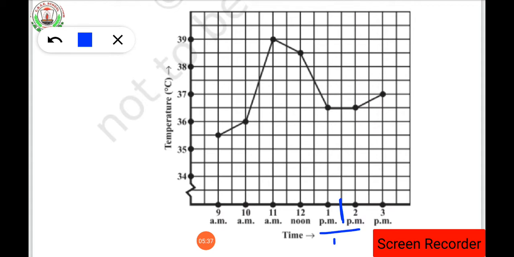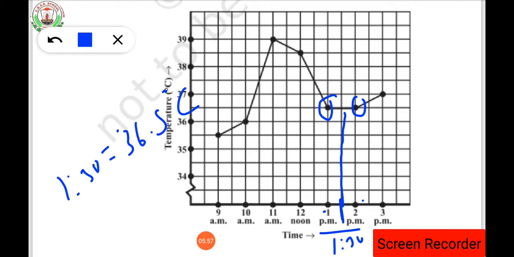and 2 p.m. So here 1:30 will arrive. So what was the temperature during that? Since the temperature is constant between 1 and 2 p.m., therefore the temperature at 1:30 will be the same as the temperature marked for 1 p.m. and 2 p.m. So the temperature will be 36.5 degree centigrade. The answer for the D part.